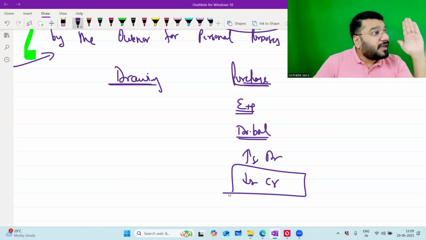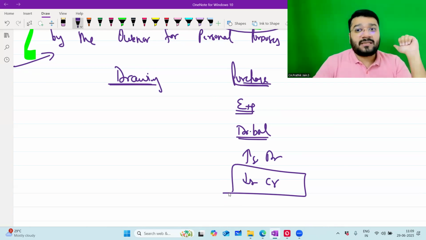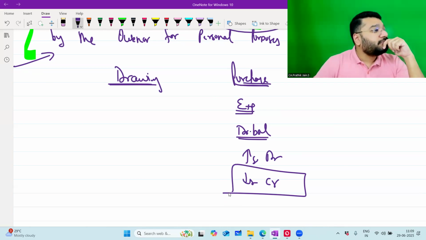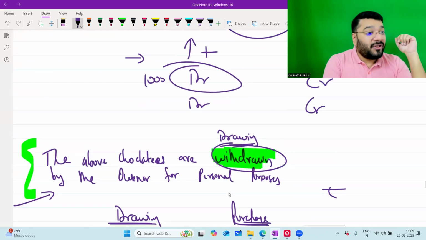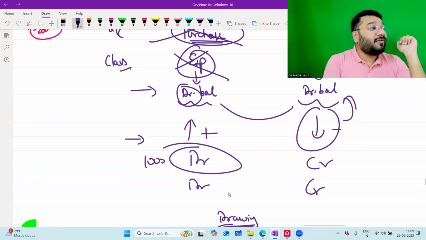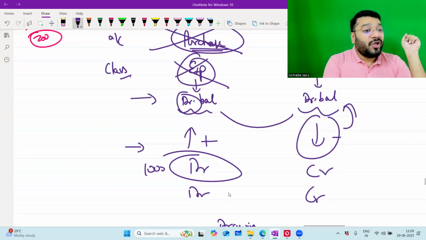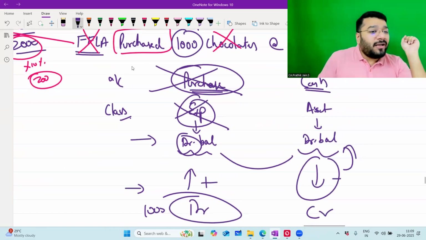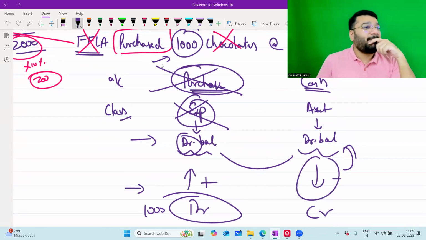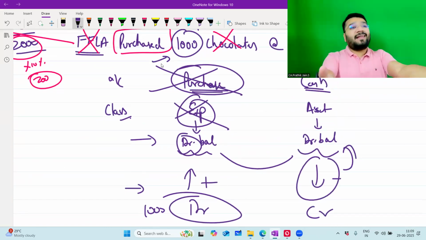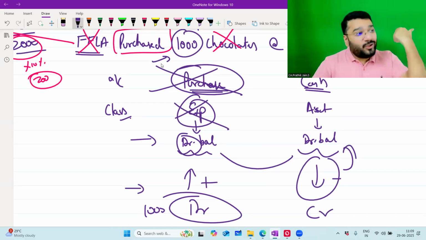Please tell me, the 1000 chocolates which I bought in the business for selling, I took for my personal purpose. Is it not personal consumption? Can I record personal expenses in the books of accounts? No. But you played it very smartly. You knew that you wanted 1000 chocolates in your personal life. So what did you smartly do? You recorded this 1000 as business expense, telling that, no, I'll sell. Later, what did you do? You consumed for personal purpose.